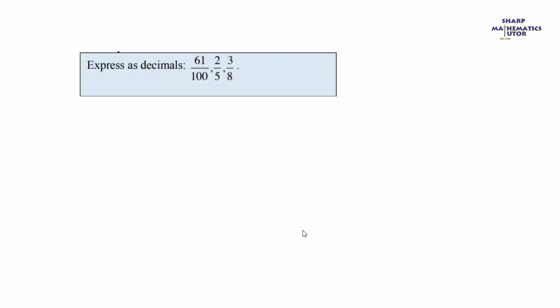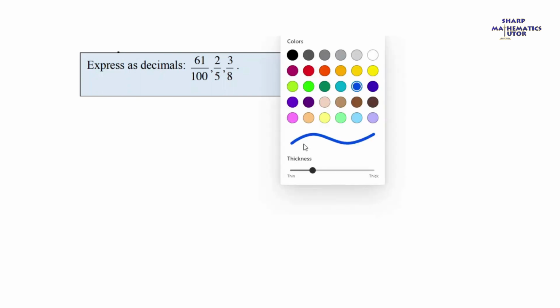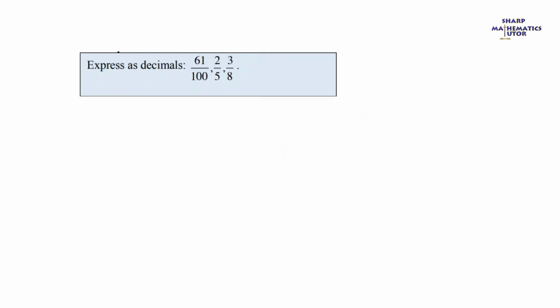Okay, so in this video we want to look at how we convert fractions to decimals, and you will remember from our last video how we would have converted the decimals to fractions in that case, right? So it's a similar case.